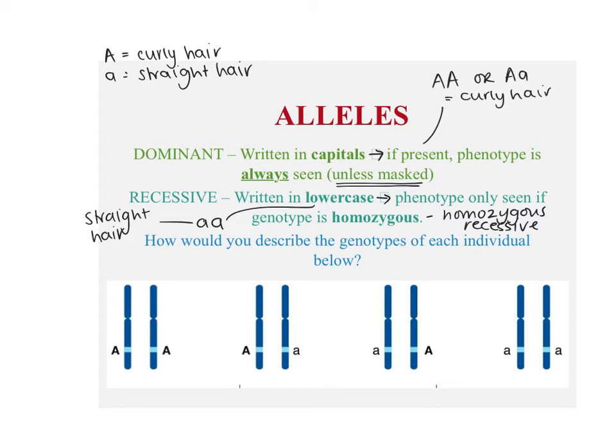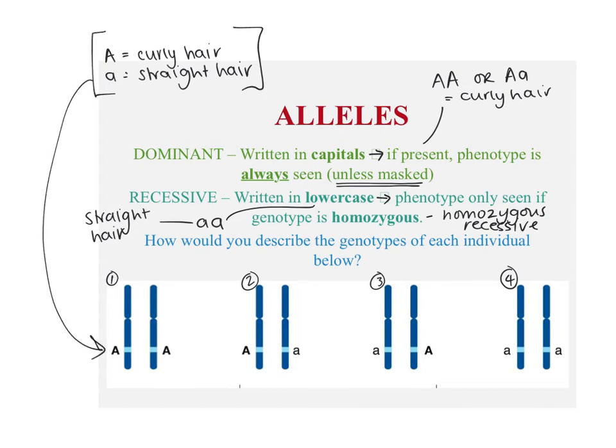So pause now, have a go at describing the genotypes for each of those combinations of alleles below. So you've got 1, 2, 3, 4. If you would like to, you can use the example of hair in the key that I've got at the top, and you can describe what hair type they might have as well. Okay, so pause me now, and then we'll move on to the next slide.